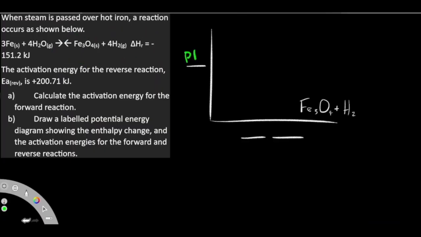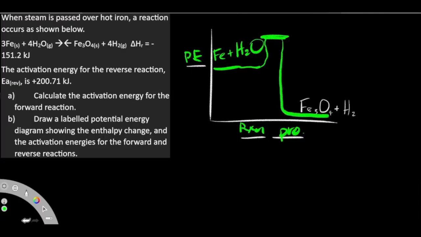Next in this question, when steam is passed over iron, this reaction occurs. Same thing happens here: our PE and our reaction progress on the bottom. And we have to put our reactants. Our reactants here are Fe, and then we have to put our H2O, which is over here. Again, it's going to hit a certain activated complex, go down, become a product, and release energy.